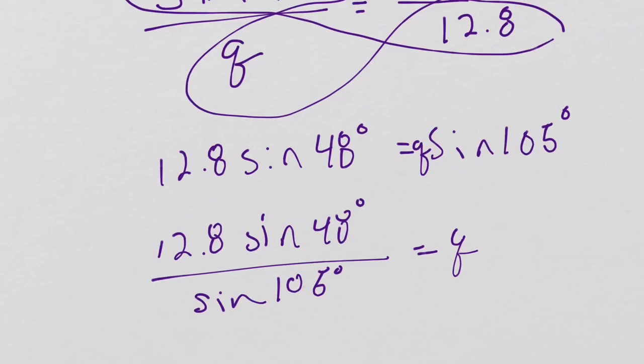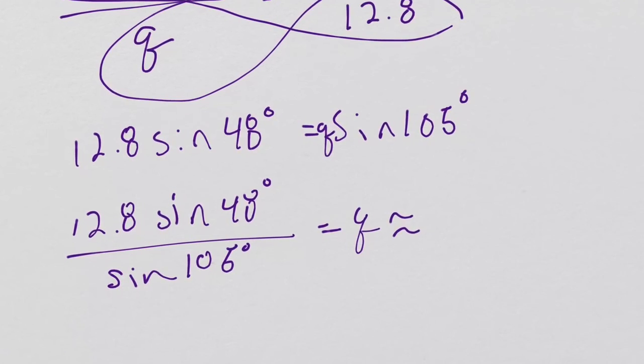And from here, because you're given these angles in degrees, you want to make sure your calculator is in degree mode or you will get the answer wrong. You just type it in the calculator: 12.8 times sine of 48 divided by sine of 105. And when you do that, you get a length that Q is approximately 9.85.